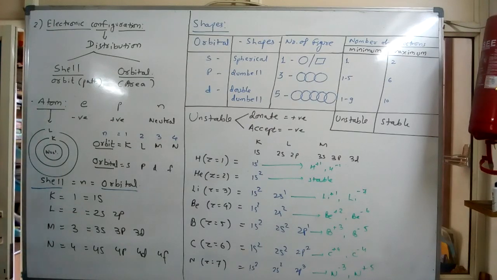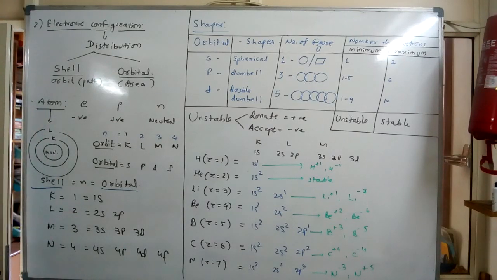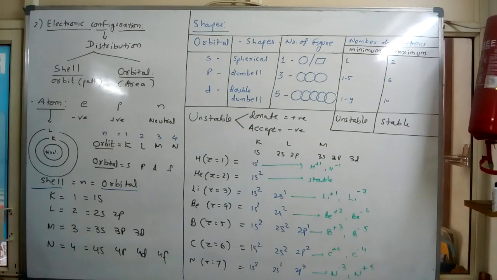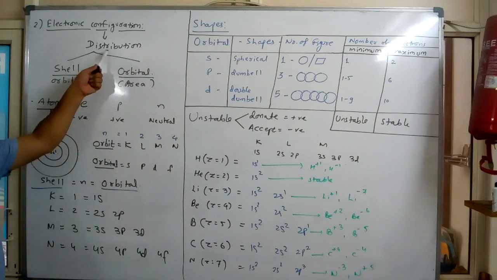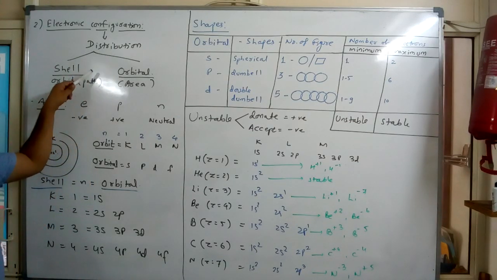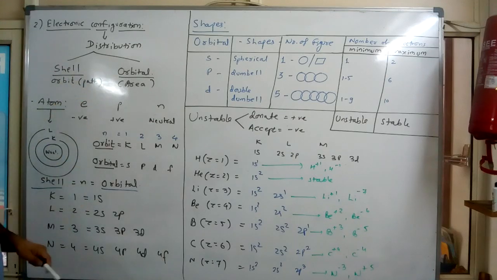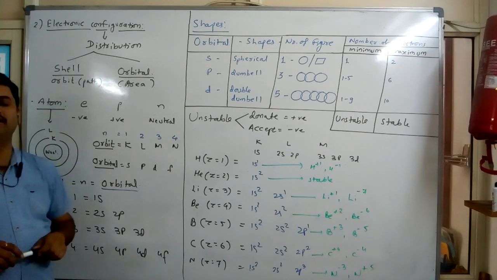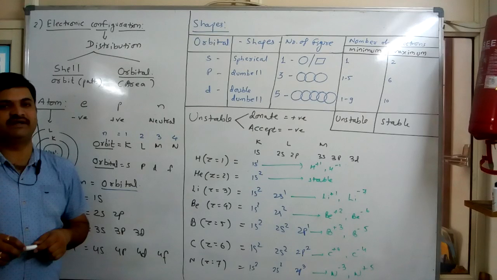What is the definition of configuration? Configuration means distribution. Distribution of electrons in different types of cells is known as electronic configuration. So, distribution of electrons in different types of cells with respect to the requirement of the cell is known as electronic configuration.